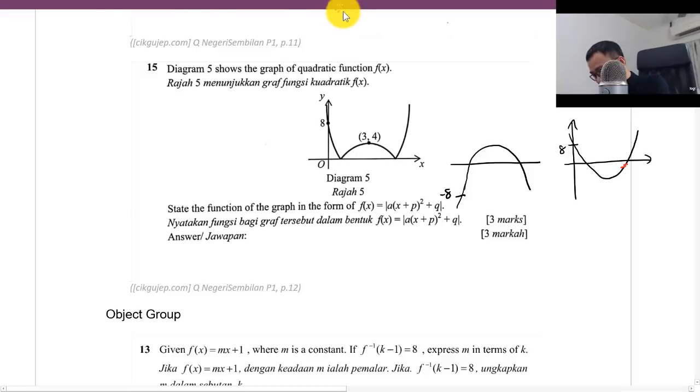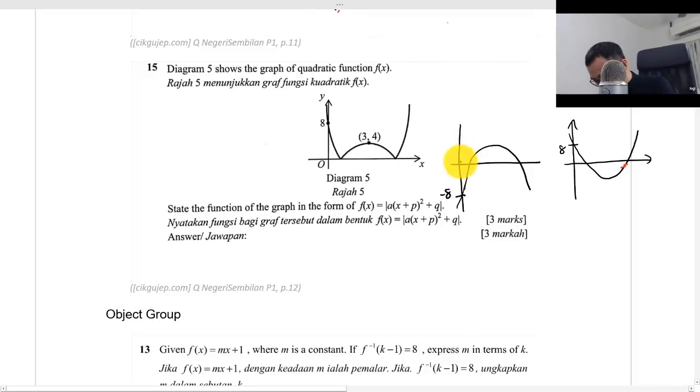Okay, let me just go back to the black color. Okay, so if there are two possibilities, I would recommend you do the second one, because I always prefer A is positive. But of course, if you insist on doing the first one, you can always do that. You should get the same answer also.